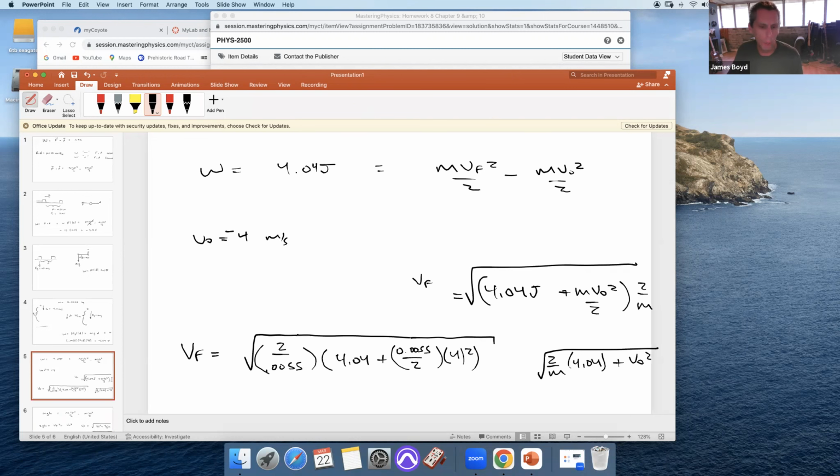What did I do weird here? I'm not sure. So it would be 8.08 divided by 0.055 plus 16 and the square root. I was just being weird. It worked out. I was doing something odd with my calculator.